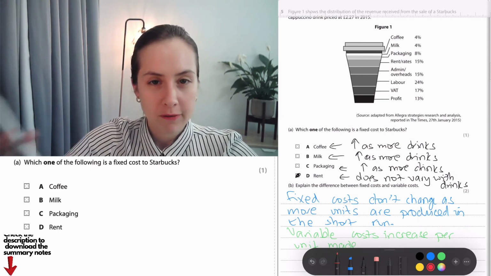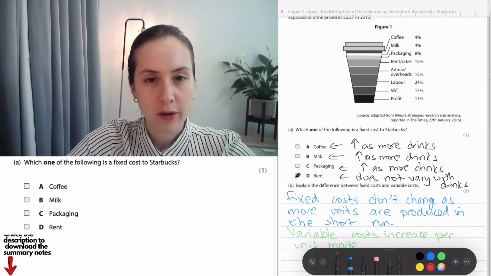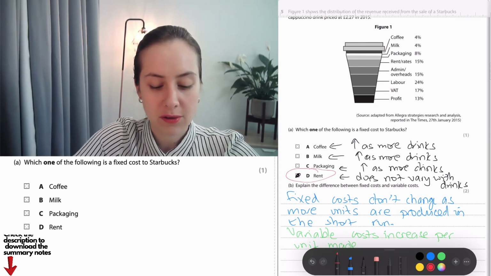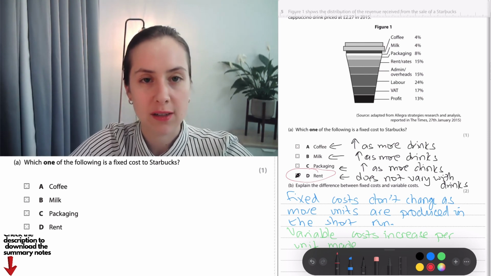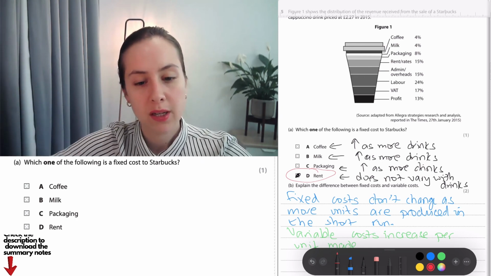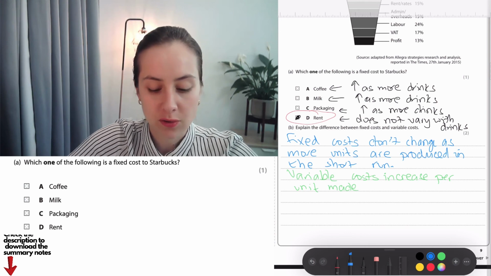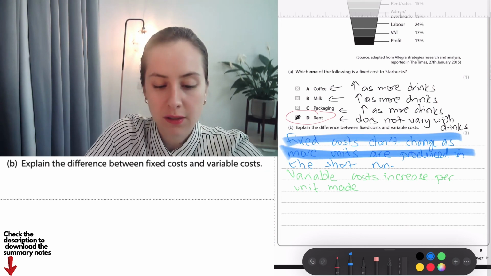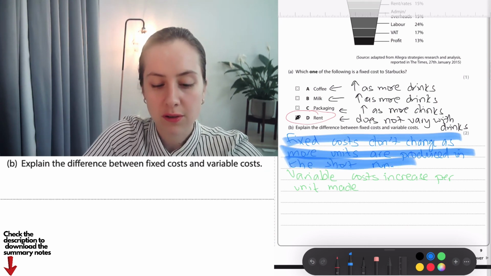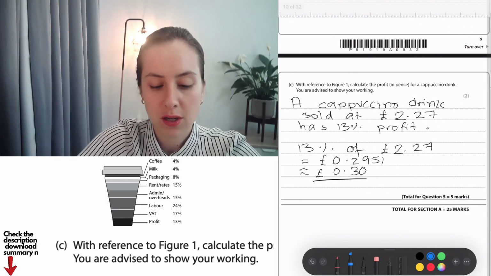Fixed costs don't vary with units sold. So the only one that doesn't really change is rent. Rent will of course change with time if the company wants to scale their business, but that's in the long run, that's not really in the short run. The fixed costs don't change as more units are produced. In the short run, variable costs do.